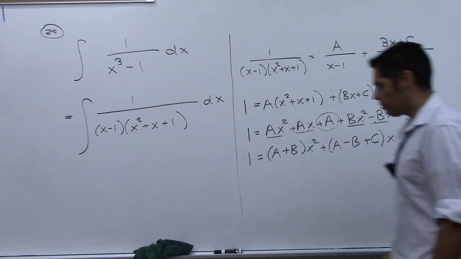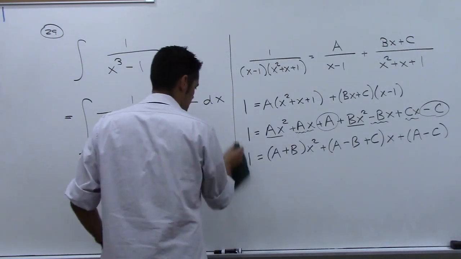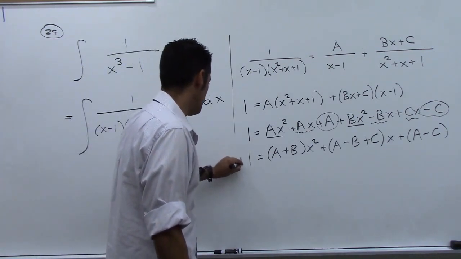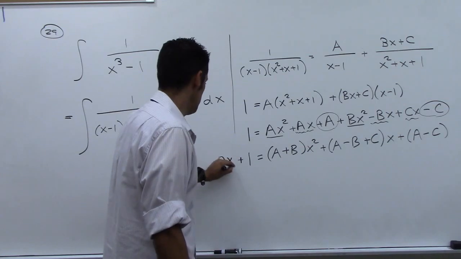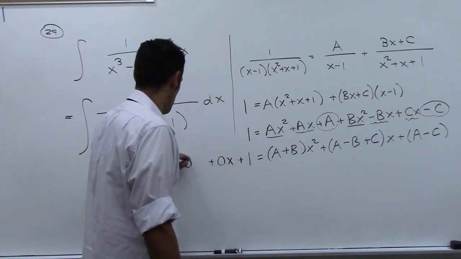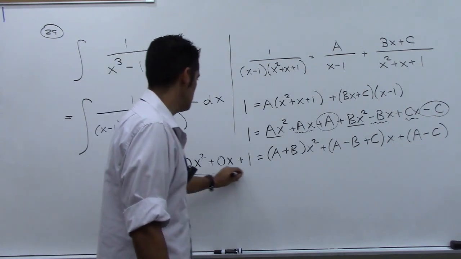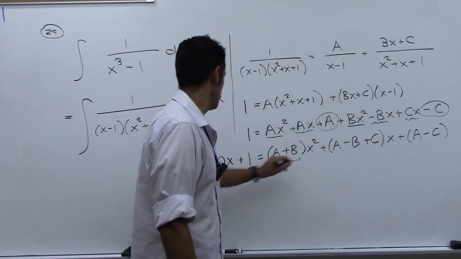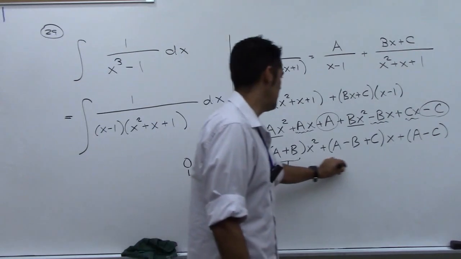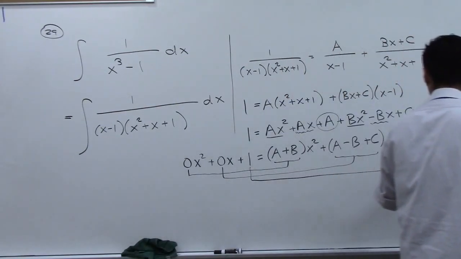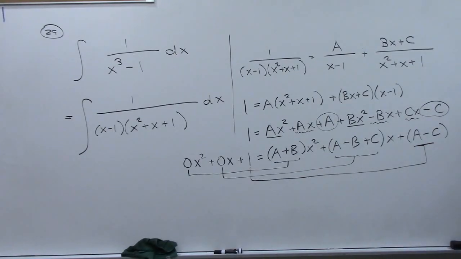And so now I'm going to go through and match up the coefficients, but I'm realizing that on the left side I don't have an x term, so 0x. I don't have an x squared term, so 0x squared. So I need my 0 to match up with A plus B. I need this 0 to match up with A minus B plus C. And I need my 1 to match up with A minus C right there.